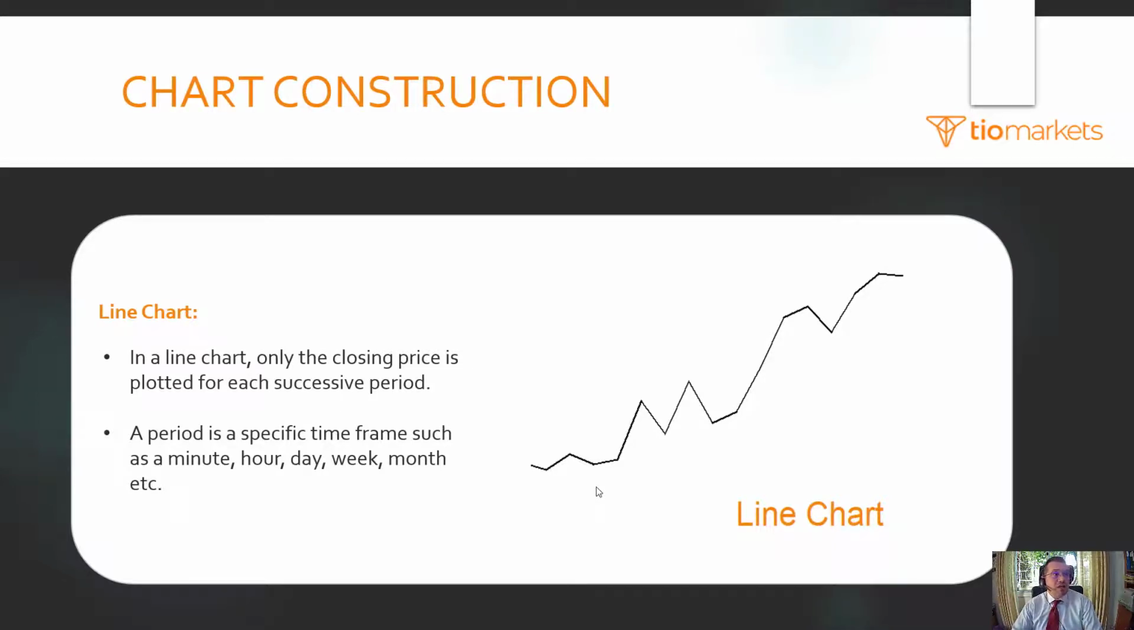A line chart is only the closing price that's plotted for a particular period. So you're only seeing the closing price depending on what time frame you're looking at. A time frame could be as little as a minute or a second, to an hour, to a day, to weekly, to monthly charts if you're a long-term trader. So we're only seeing the closing values of price in the line chart.